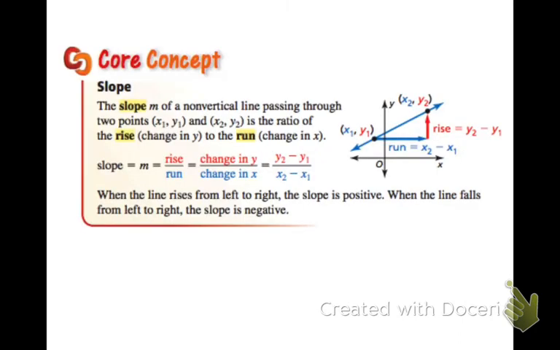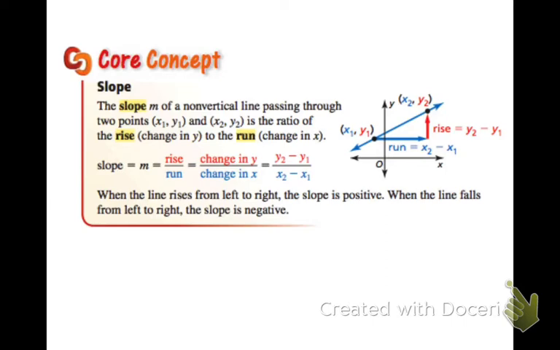So here is the core concept. Slope, m, of a non-vertical line that passes through 2 points, (x1, y1) and (x2, y2). It could be any 2 points on the line. The slope is the ratio of rise to run, and what that means is the change in the y coordinates to the change in the x coordinates. So here it is written, this is like your slope formula: y2 minus y1 over x2 minus x1.